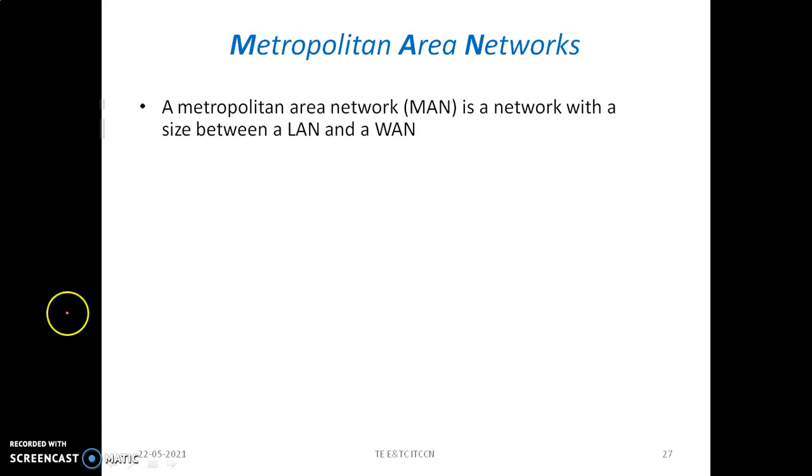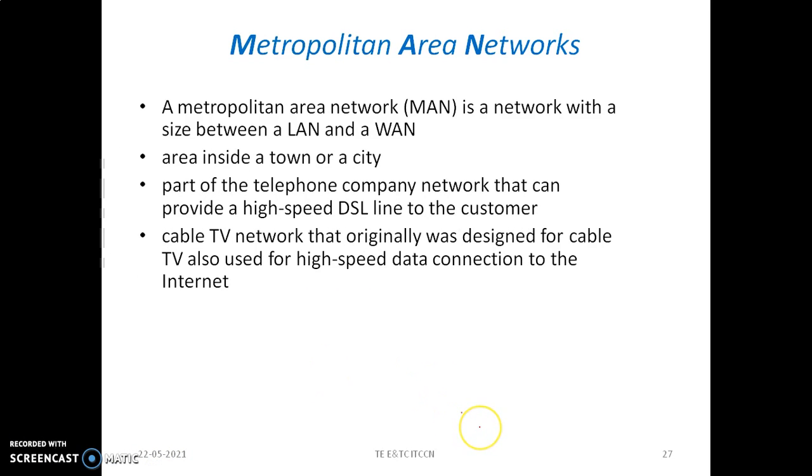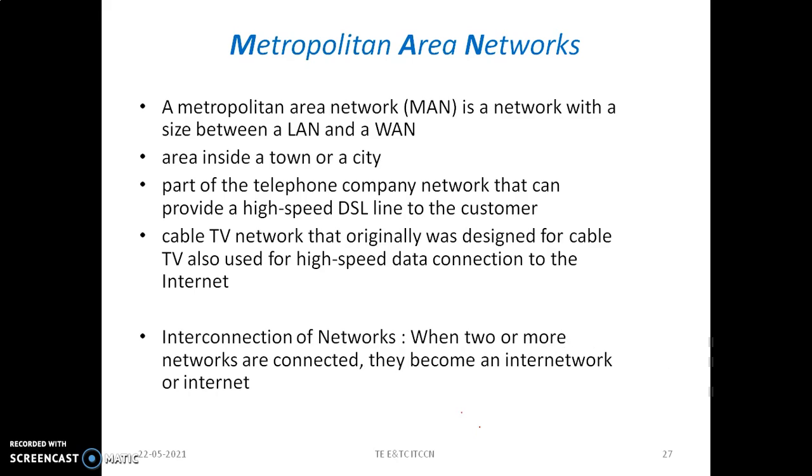Next is the MAN, the metropolitan area network. A metropolitan area network is a network with a size between LAN and WAN. It may consist of an area inside a town or within a city. Examples can be part of the telephone company network that can provide a high-speed digital subscriber line to the customer. Another can be a cable TV network that was originally designed for cable TV, and nowadays can also be used for a high-speed data connection to the internet.